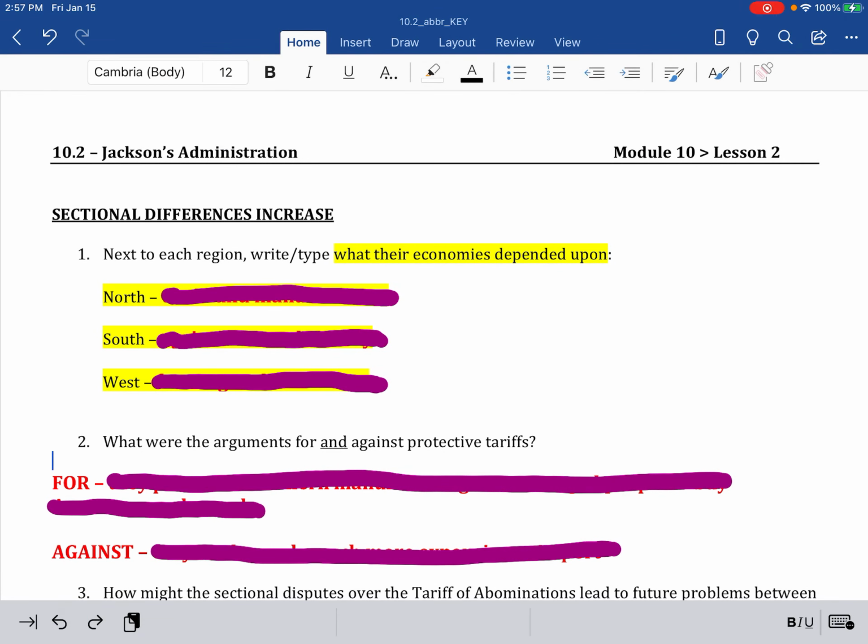Hey there, if you missed class today, I went over the answers to the 10.2 assignment that I assigned last Friday. So I'm going to go through those with you now. We do have a quiz on this and section 1 tomorrow. It's 6 points, so I'll do a quick review of that.